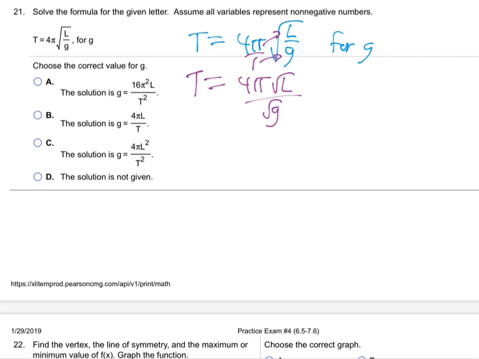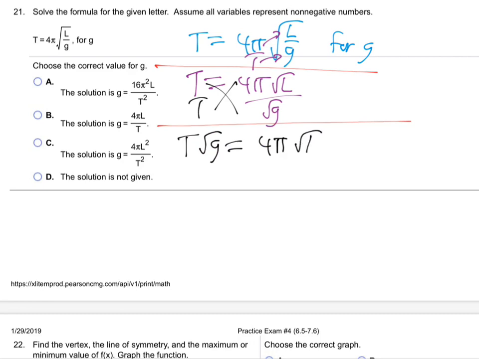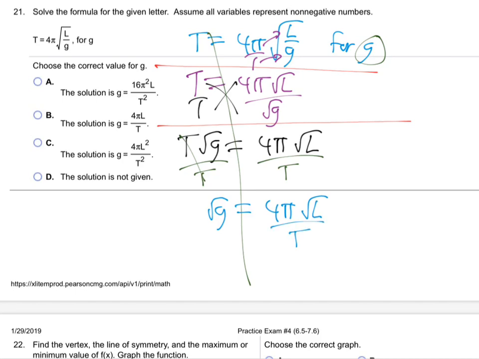Okay. Good to there so far. Now, this gives us a fraction on each side. Let's cross multiply. Whenever you have a fraction on each side, just cross multiply. So T times the square root of G is 4 pi square root of L. Okay. Now, what are we trying to solve for? G. Here's the wall. G is saying I want to be alone, so divide by the T. Boom. So this gives us square root of G is 4 pi square root of L over T.